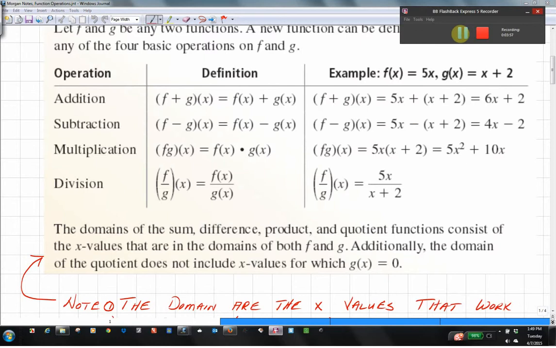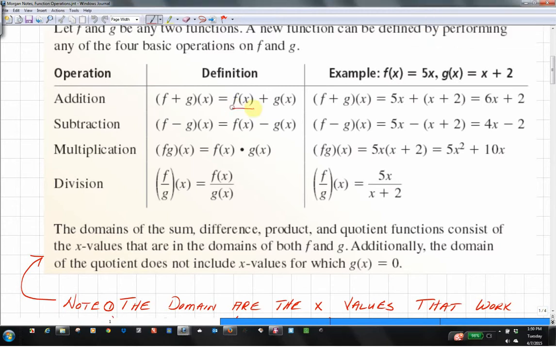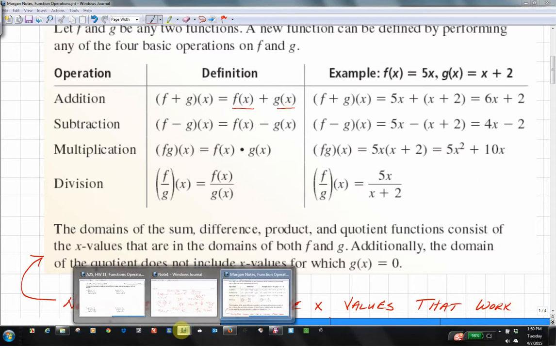Okay, the first thing I want to go over is just the notation that they're going to use. What they have here means take function f that has x as a variable and add it to function g that has x as a variable. That's what that means. And for example, if I would want to evaluate this, let me just do a couple quick ones here on a separate sheet.